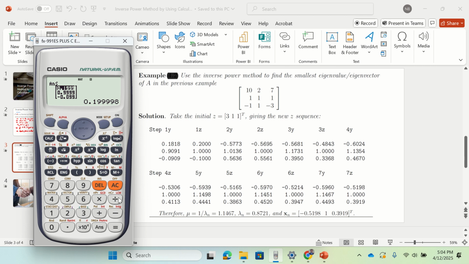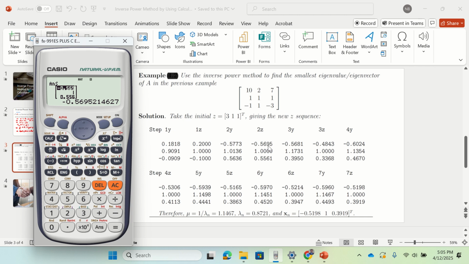So next what we do is multiply this, from the left side, by mat A inverse again. So just shift 4 and 3, taking the inverse of mat A, and then pressing equal, we get minus 0.5773, and the next one is 1.0136 and 0.5636. The maximum value is again 1.0136, so dividing this by 1.0136, press equal to get this value.